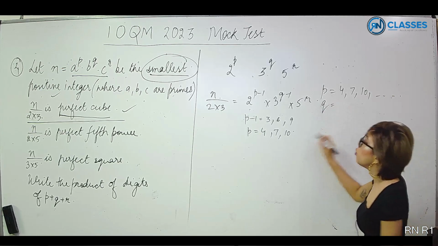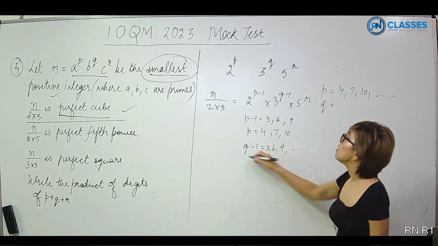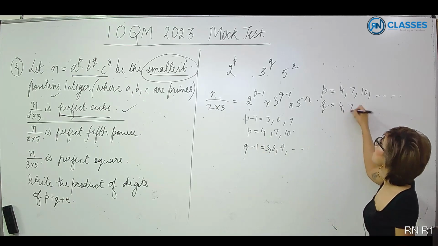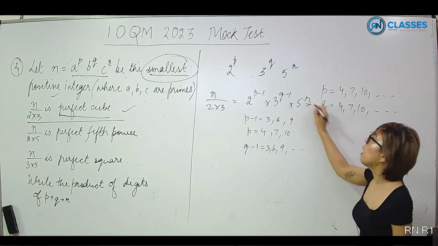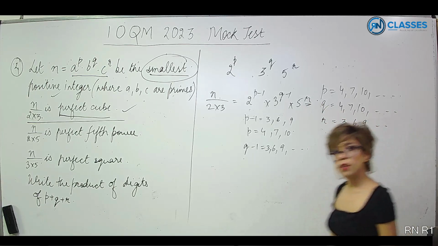Similarly, when I talk about q, I know that q minus 1 is either 3, 6, 9 and so on. So for q I will get 4, 7, 10 and so on. And for r, you will just directly say 3, 6, 9 and so on.